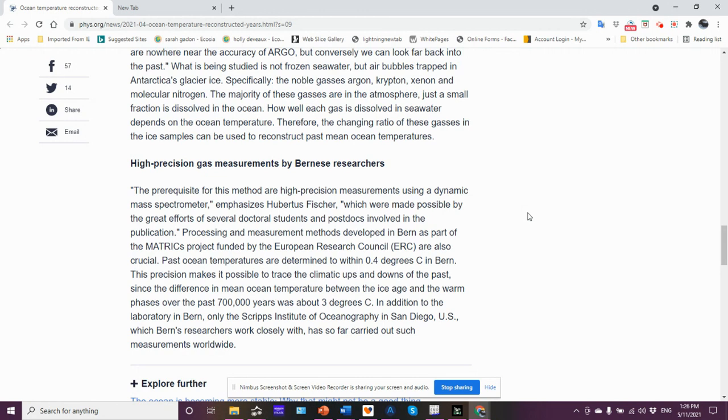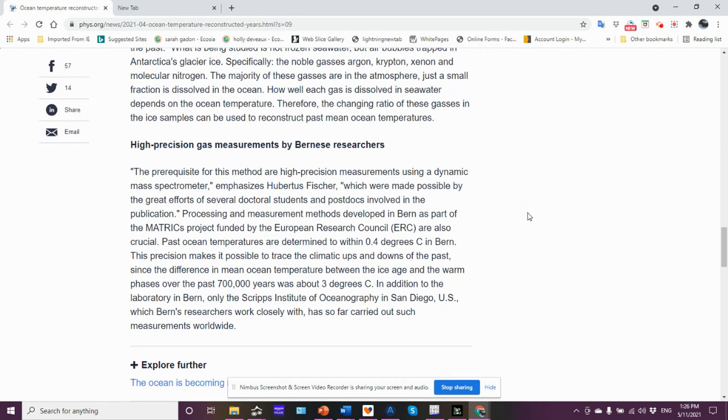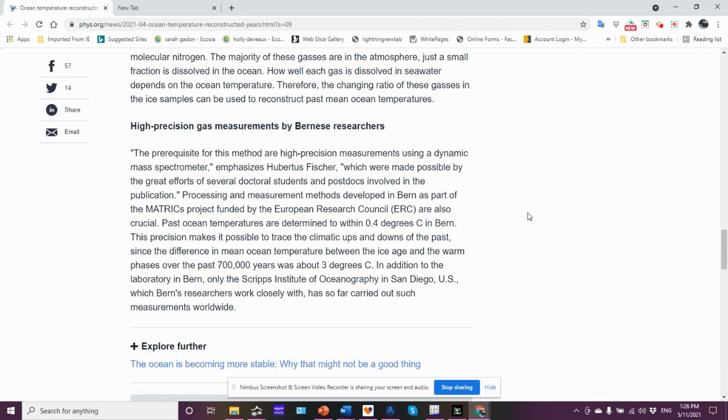But you do find them in small amounts in the atmosphere, and you can find a small fraction that's dissolved in the ocean. How well each gas is dissolved in seawater depends on the ocean temperature, right? It goes back to what I said earlier. Increased water temperature, gas solubility decreases. Decreased water temperature, gas solubility increases. So you're looking at the relative levels, and from that information they're able to reconstruct the past mean ocean temperatures.